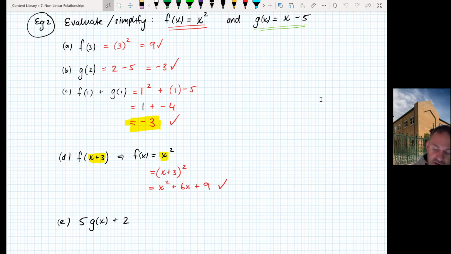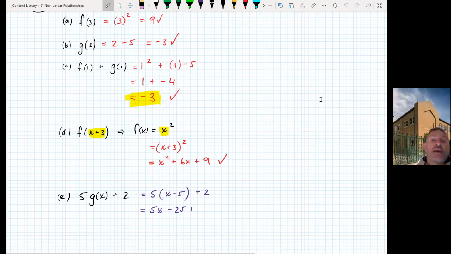Well, 5 times g of x, and g of x we can see is x minus 5. This time I haven't really done anything with g of x, so I haven't subbed any values into it. So I just had g of x is x minus 5, and plus 2. Let's expand it. 5 times x is 5x. 5 times negative 5 is negative 25, plus 2. We're left with 5x, and then that will make minus 23, I believe.